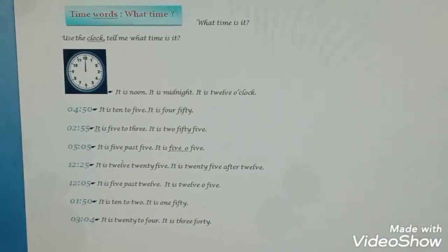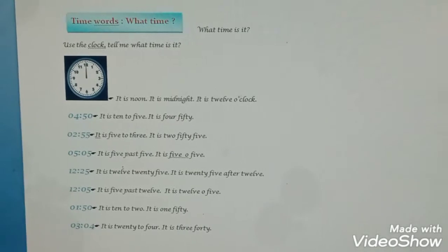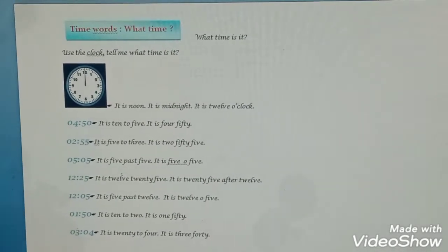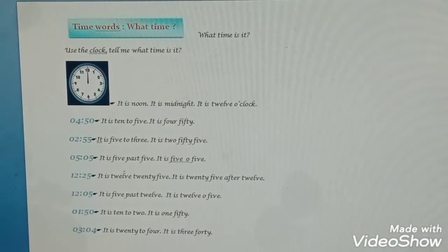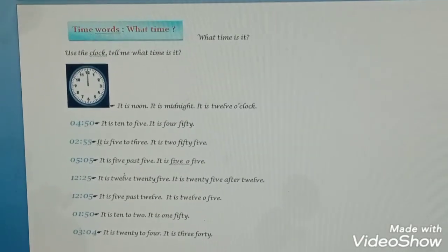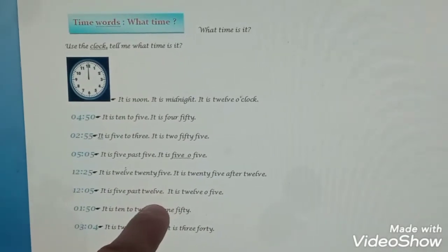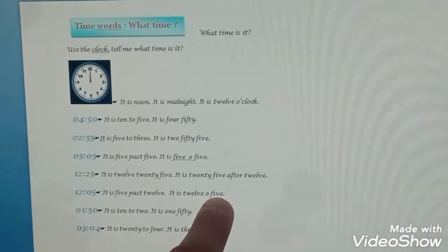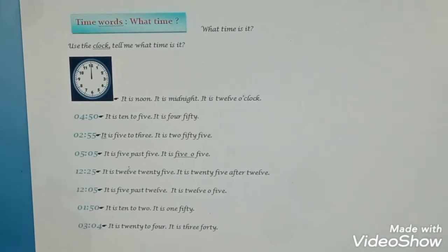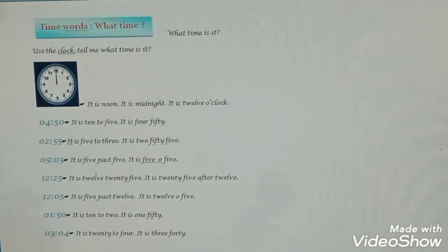It is very simple. عندي it is 5 past 5. 5 و5. It is 5:05. دايما نديرو past or o. It is 12:25 or 25 after 12. It is 5 past 12, it is 12:05. It is 10 to 2, it is 1:50. It's 20 to 4, it is 3:40, not 4:40.